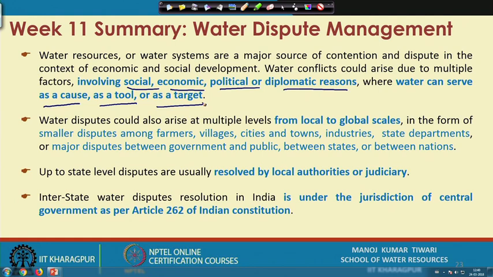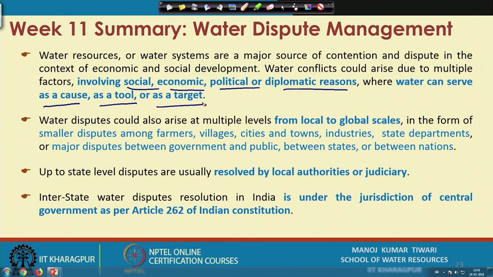Water disputes arise at multiple levels, from local to global scale. They could be local, regional, national, or global disputes. Smaller water disputes could arise between farmers, villages, cities, towns, industries, and state departments, while major disputes often arise between the government and the public over development projects, or between different states or even different nations.